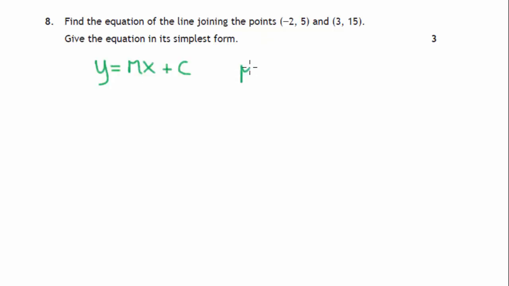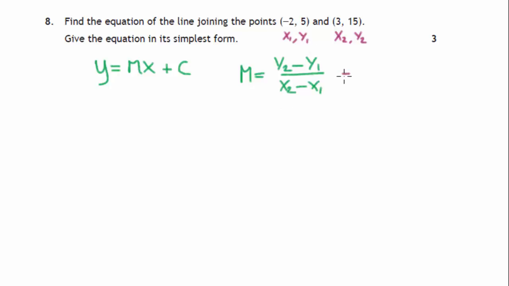Okay, so the gradient is m equals y2 minus y1 over x2 minus x1. Now to work these out, you just look at your two sets of coordinates. We'll make this x2, and we make that y2. We'll just make this one x1, and we make that y1.